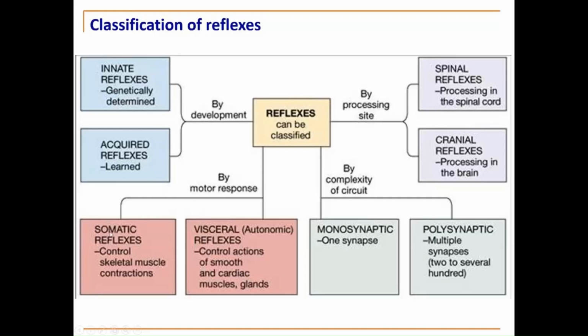So is it somatic, so skeletal muscle? Is it visceral, which is part of your autonomic nervous system? So an autonomic reflex of the smooth cardiac muscles and glands, for example. Is it complex? How complex is it? Is it monosynaptic? Is it just a single synapse? Is it polysynaptic with multiple synapses from 2 to several hundred, so therefore very complex? Or by its processing site? Is it within the spinal cord, or is it within the cranium, so within the brain?